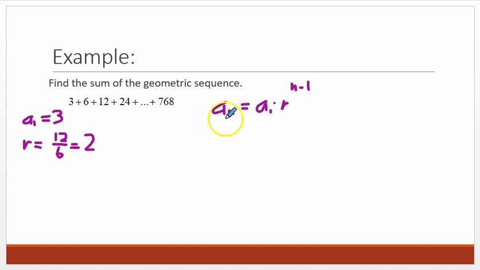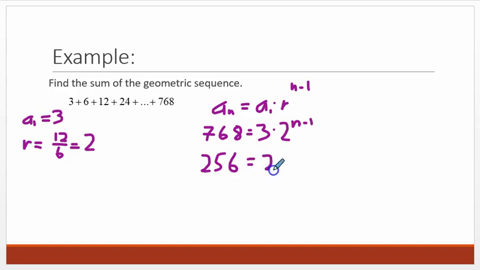Well, if I treat a sub n as 768, so if that's the last term or the term I'm interested in, in this case, that'll be a sub n. We know what a sub 1 is, it's 3. And we figured out what r was, it was 2. And we're going to solve for that n value in this case. So what I can do here is just perform opposite operations to solve this. So I'm going to divide both sides by 3, which will give me the number 256.